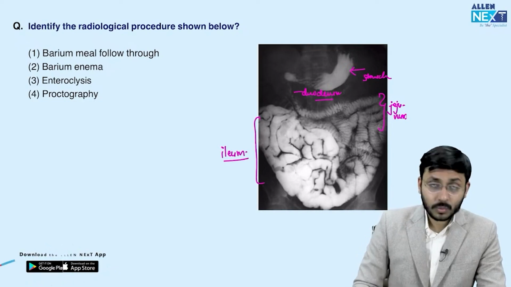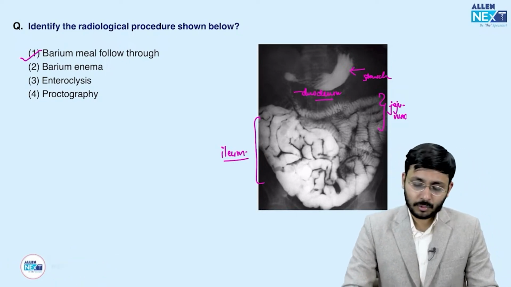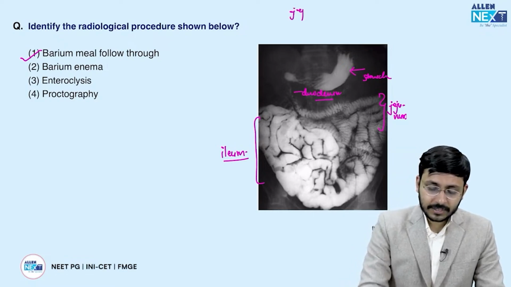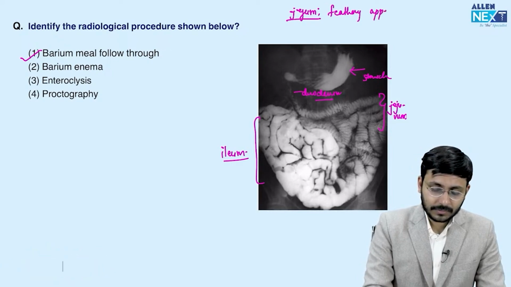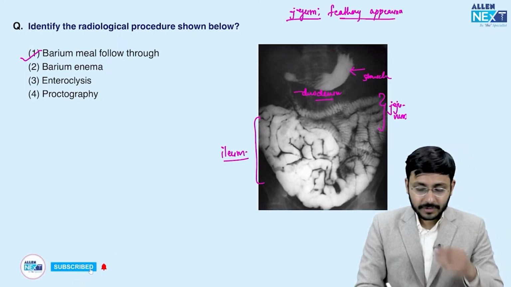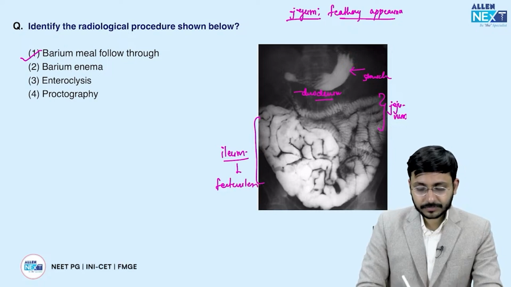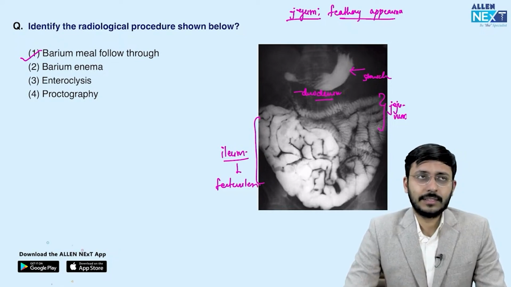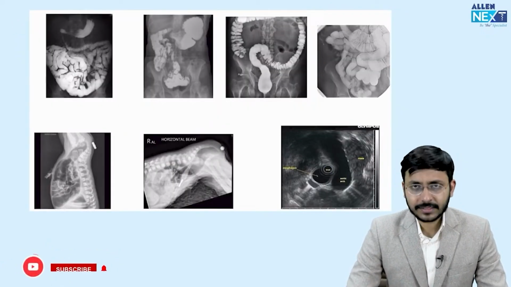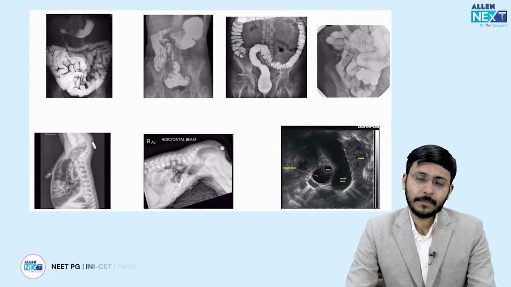So remember, first of all, which investigation is this? It is BMFT, or barium meal follow through. Now, how do we identify the jejunum? Jejunum has a feathery appearance on barium meal follow through, whereas the ileum is featureless. It does not have any feathery appearance. Now let's see various barium studies and, in fact, various radiography and fluoroscopy images of the bowel.